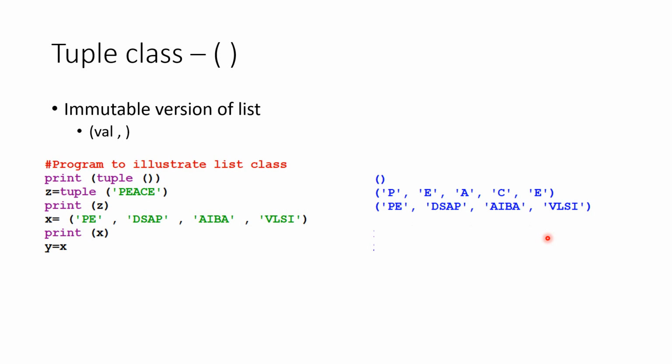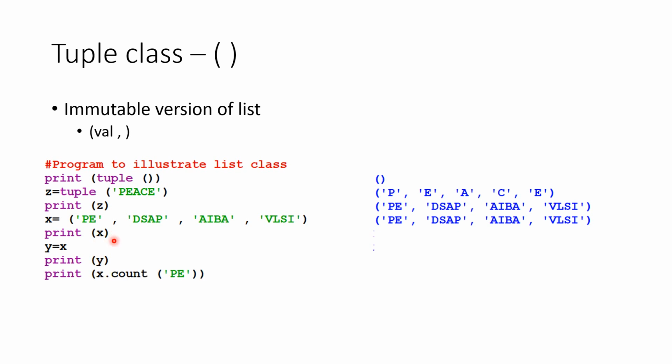Then like a list, we can also set a reference for a tuple. So x is a tuple, and now we are setting y as a reference. So now the y tuple also will have the same content: pe, dsap, iba, and vlsi. So it has the same contents as x.